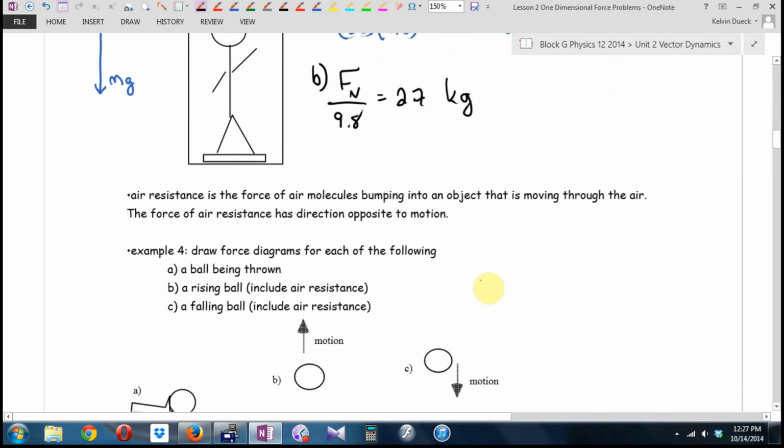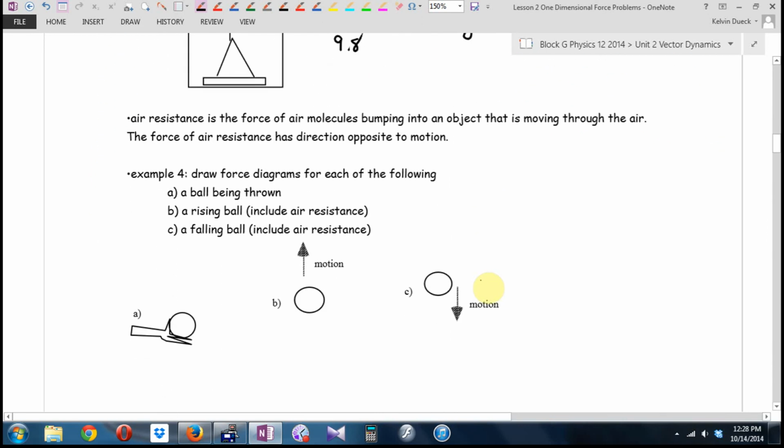Air resistance. Air resistance is the force of air molecules bumping into an object that's moving through the air. Air resistance always has direction that is opposite to the direction of motion, which is why it's a very complicated force. It's also a very complicated force because air resistance changes. You may have noticed when you stick your hand out of the window of a moving car, when do you feel the biggest force? When you're speeding up or slowing down? Okay, the faster you go, you feel a much bigger force against your hand, Jenny.